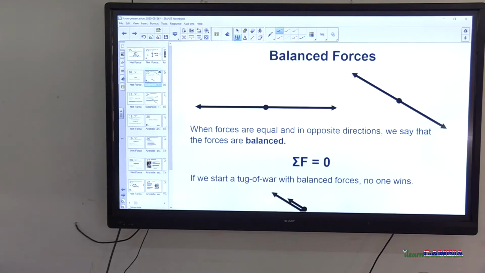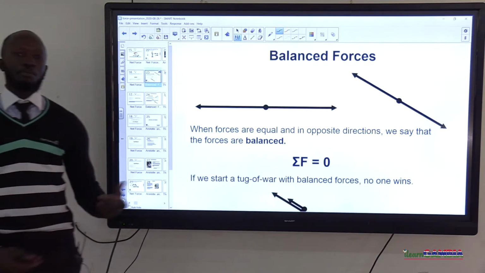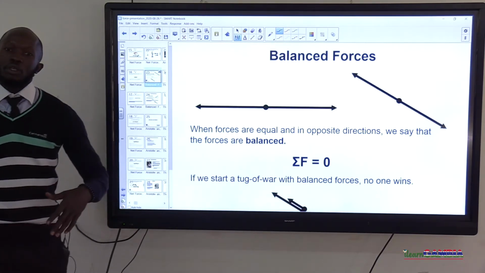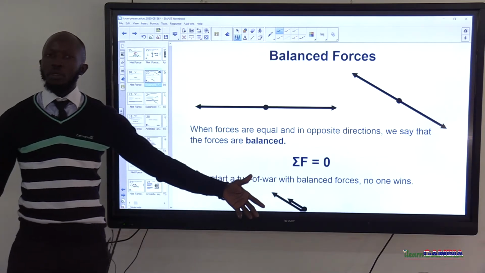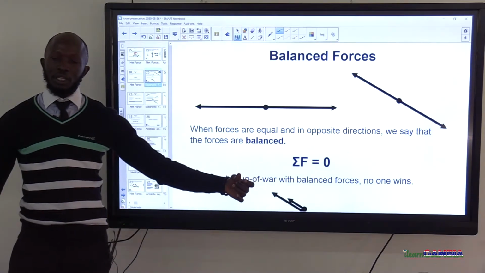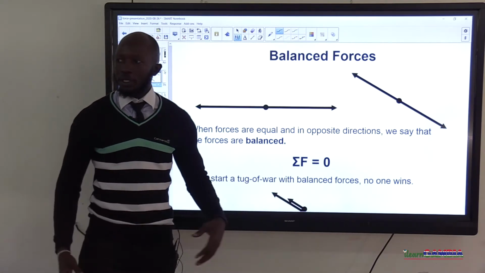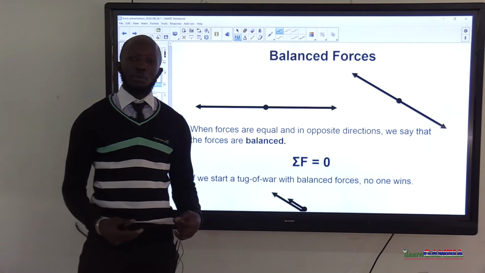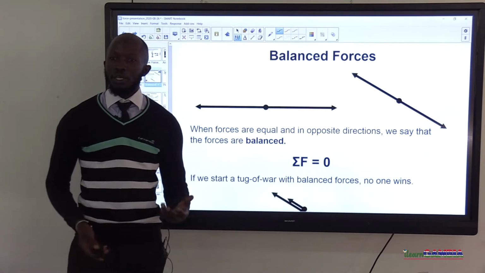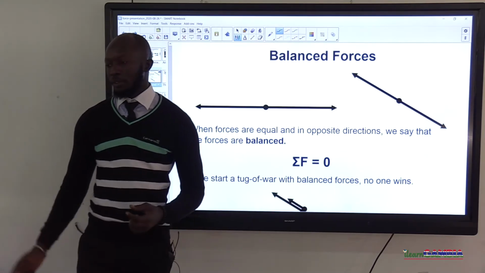If we start a tug of war with balanced forces, no one wins. If you have an equal number of people on one side of the rope as on the other side, and they're trying to pull each other across the winning spot, obviously if their forces are equal, nobody will win. There is always going to be a stalemate.